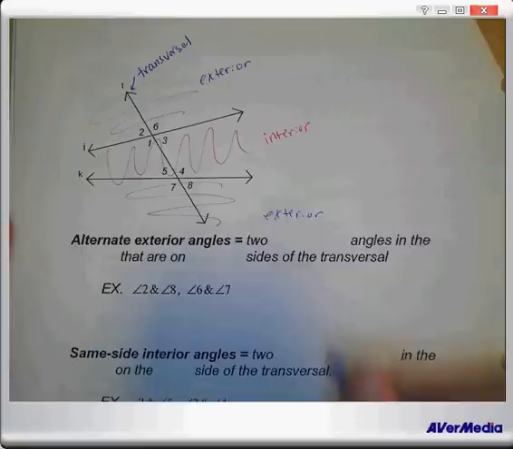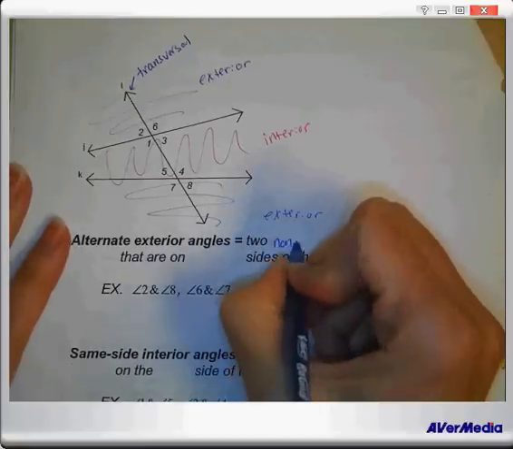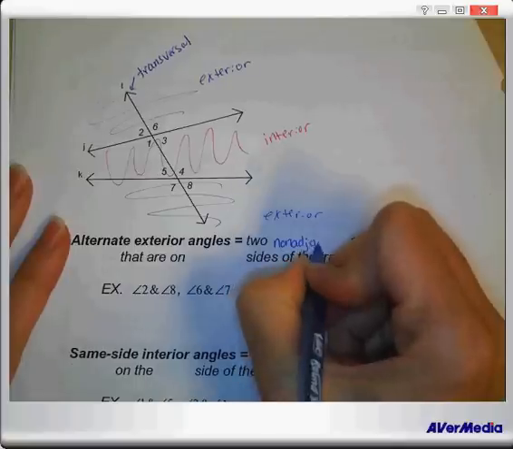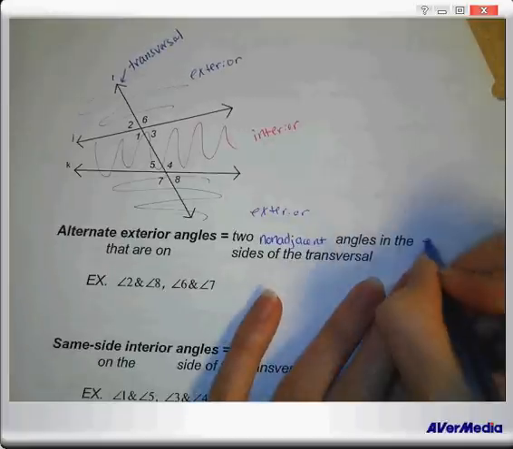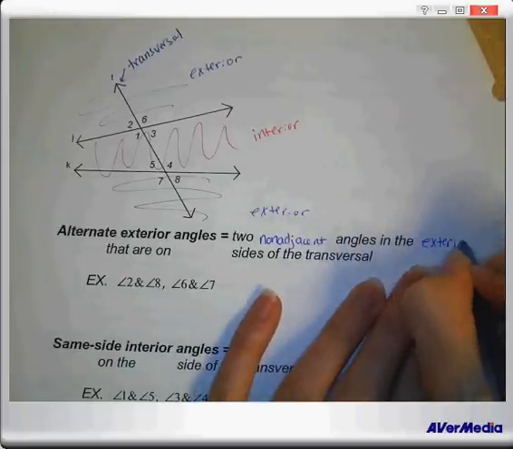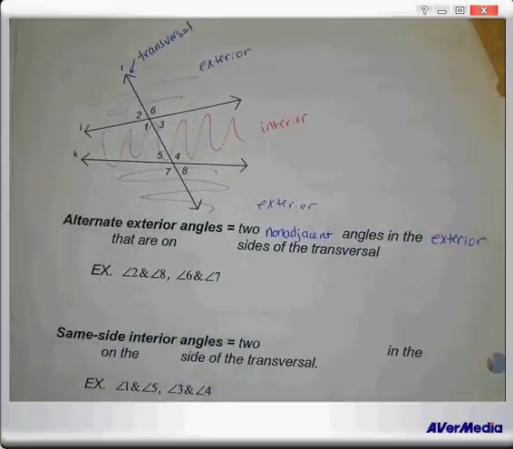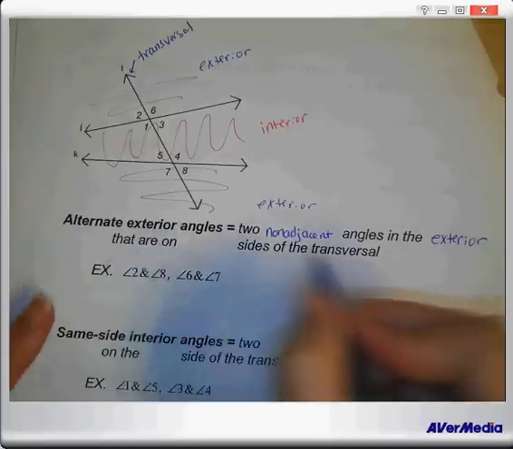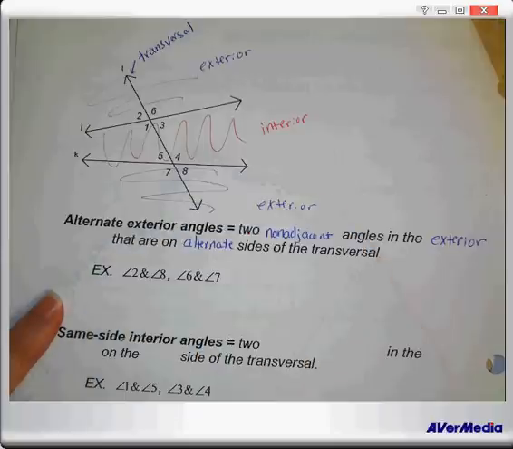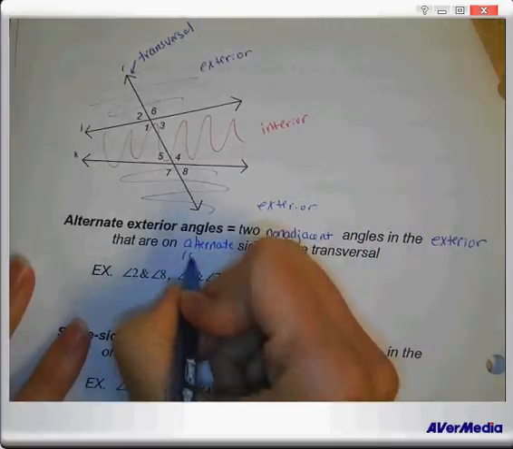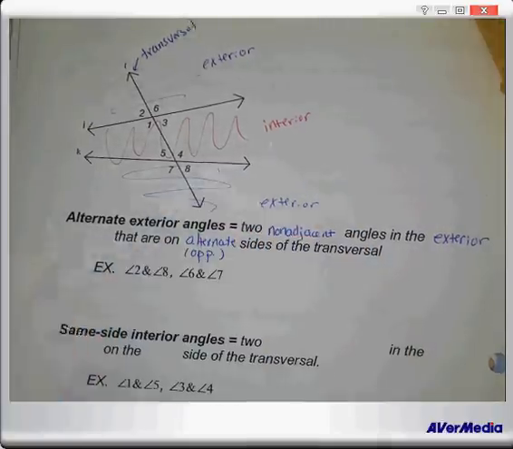Alternate exterior angles are 2 non-adjacent, so they're not next to each other, angles that are in the exterior. Right? So they're in the exterior that are on alternate sides, or we can say opposite, again, opposite sides of the transversal.